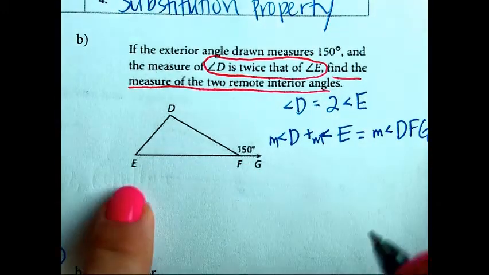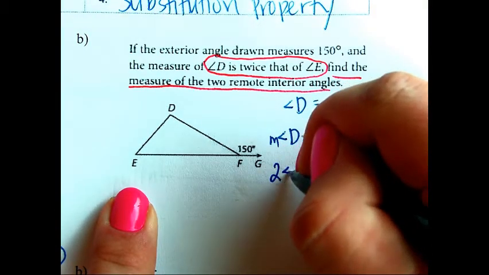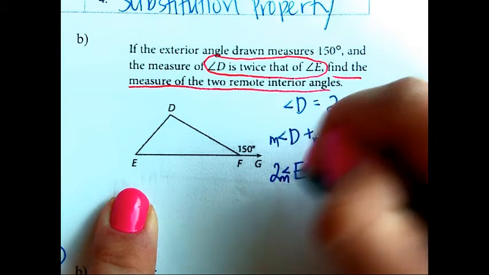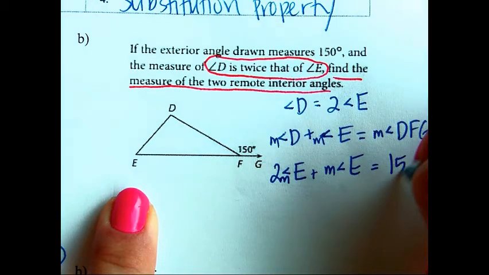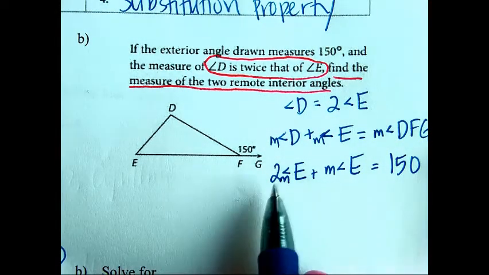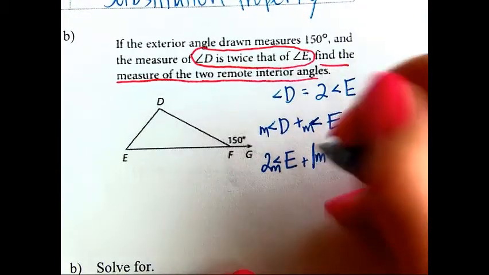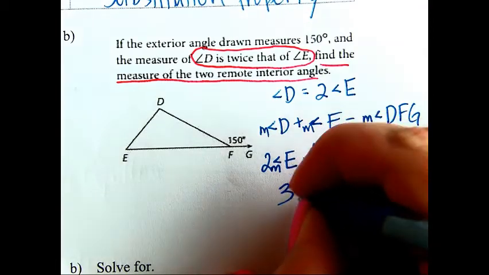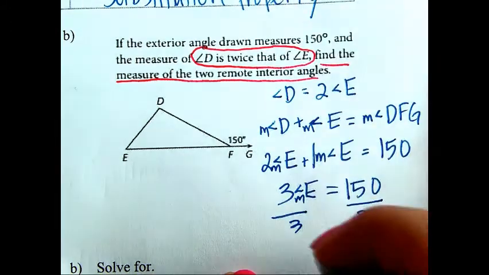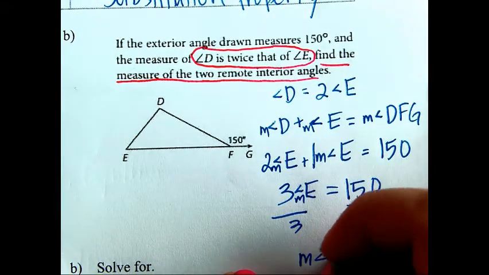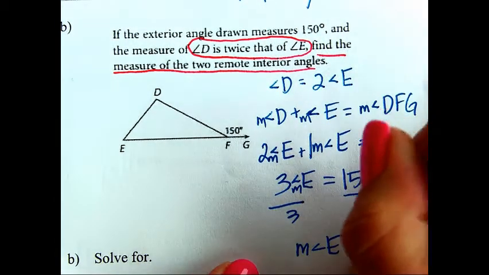So angle D, I know, is 2 times angle E. So 2 times angle E plus 1 times the measure of angle E equals 150. Let's just put that in there. So we end up with, okay, well this is twice that of E. So 2 plus 1 gives us 3 angle E measures equals 150. And if we divide by 3, this gives us the measure of angle E. The measure of angle E equals 150 divided by 3, which is 50 degrees.